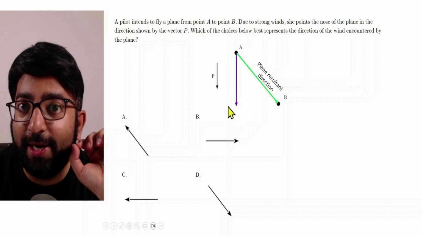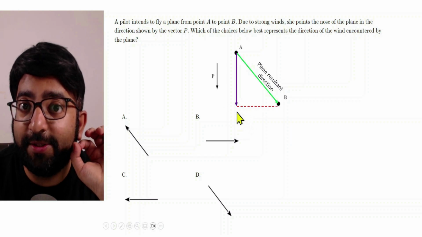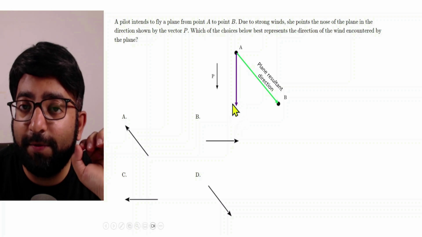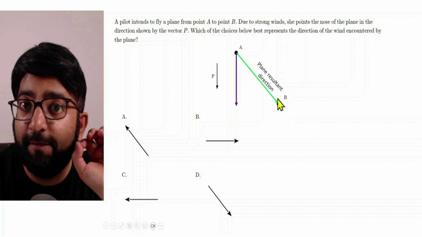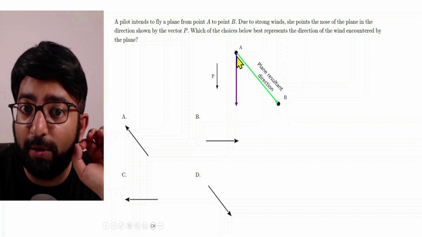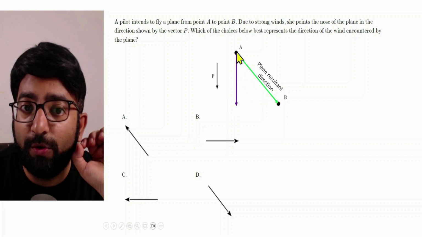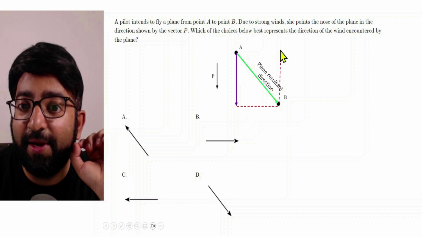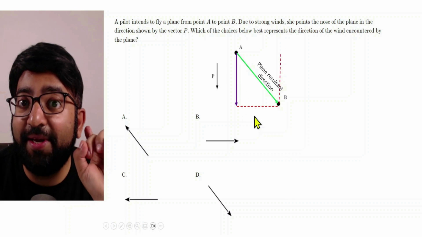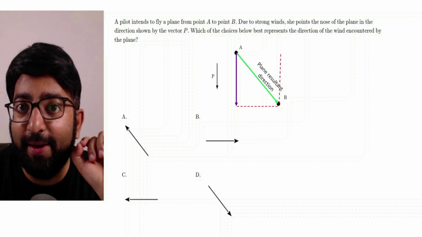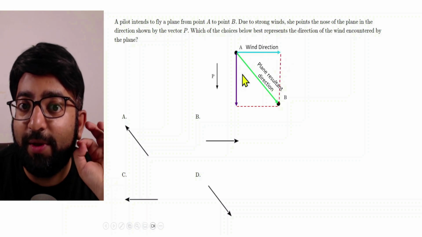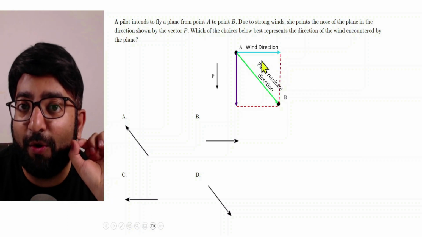Consider this endpoint. From this point, which is the endpoint of this arrow, we will draw a dotted line parallel to the x-axis. And over here, we will draw a dotted line which is parallel to the wind direction, which is parallel to this purple arrow. So the two dotted lines will look like this. These three sides will represent the three sides of that parallelogram. And now we can connect the original point A to this point. And if we do that, that will give us the direction of wind.